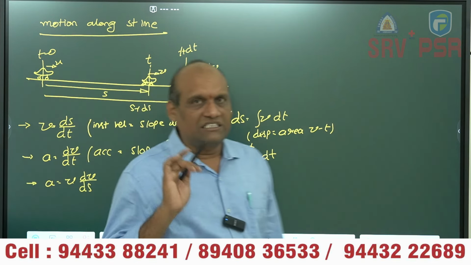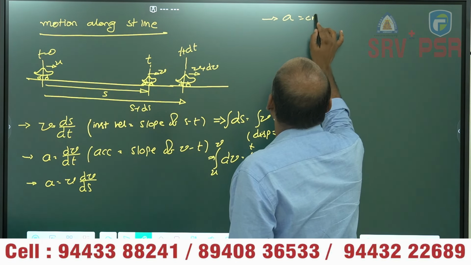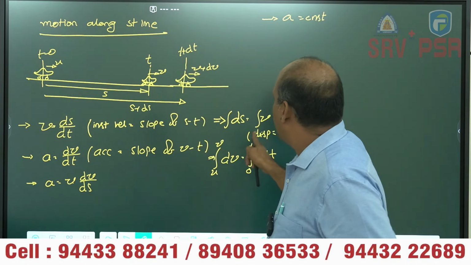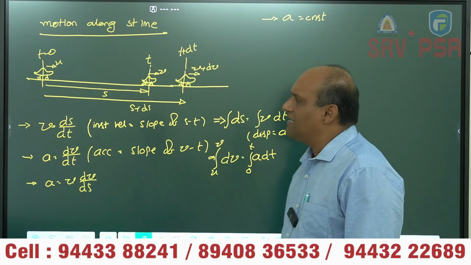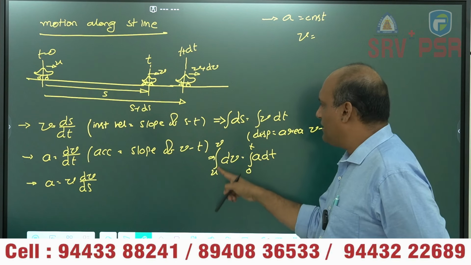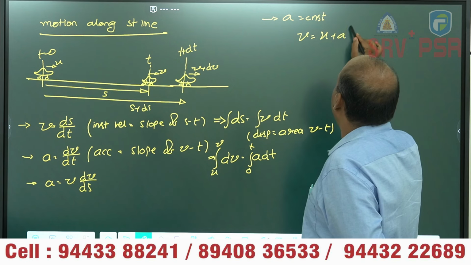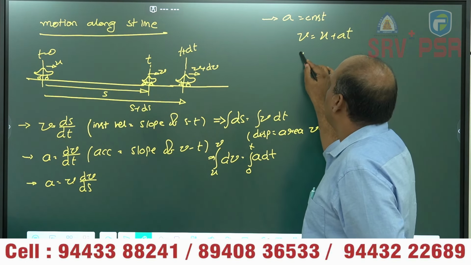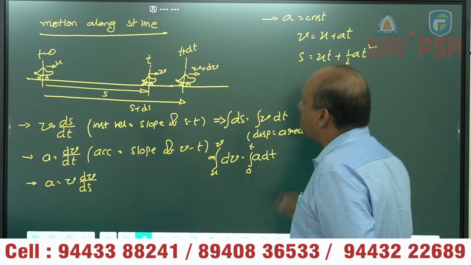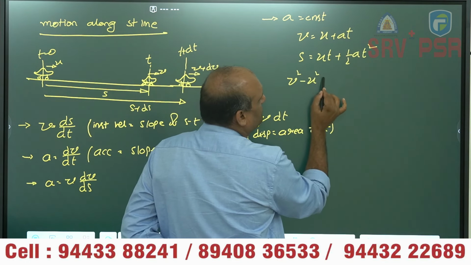Now if the acceleration of the particle is constant, the particle moves under constant acceleration. Remember, this is a condition. Under constant acceleration, I can say a is constant. So on double integration we get the equations: v minus u equal to a into t, because a is constant. So v equal to u plus at, and s equal to ut plus half a t square, and v square minus u square equal to 2as.